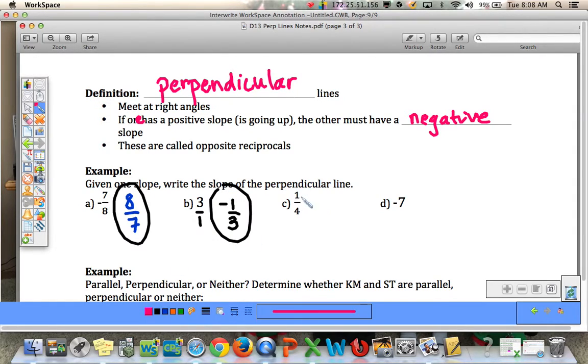The next one, 1/4, you would flip it, and it's negative 4/1, or you could just write it as -4. Both of those would work. -4 is perpendicular to 1/4. And the last one, -7, is the same as -7/1. So if you flip it and change the sign, the perpendicular slope is 1/7.